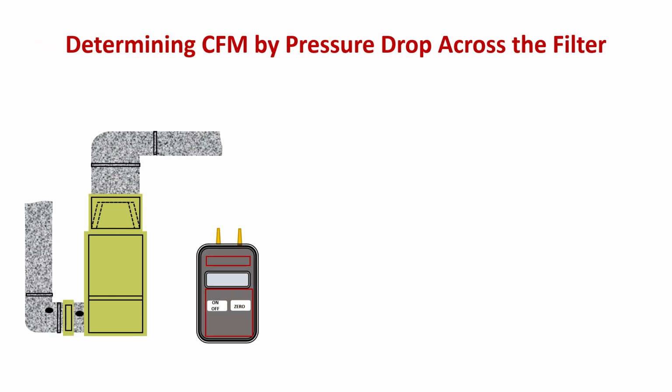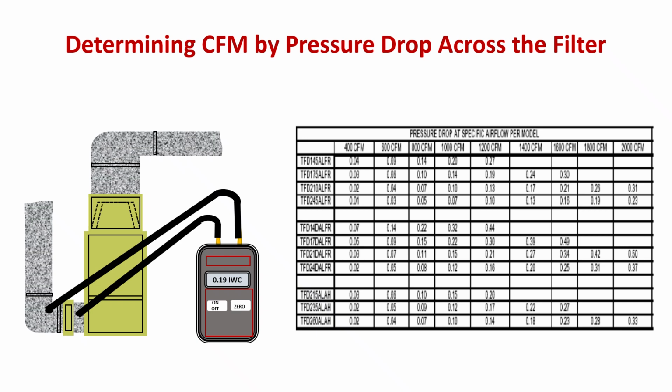Another method to determine the CFM is to read the pressure drop across the filter. In this example, we are reading a pressure drop of 0.19 inches of water column on our manometer. Using the chart provided by the manufacturer, we locate the filter and find the pressure drop. Looking up from the pressure drop, we find the CFM.